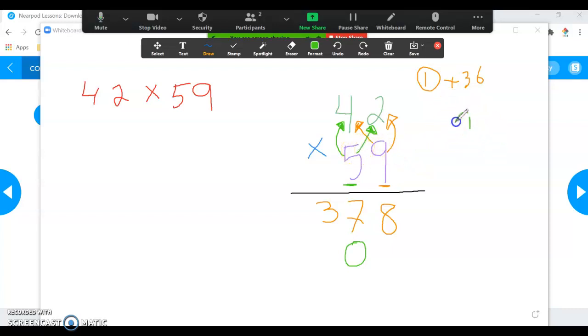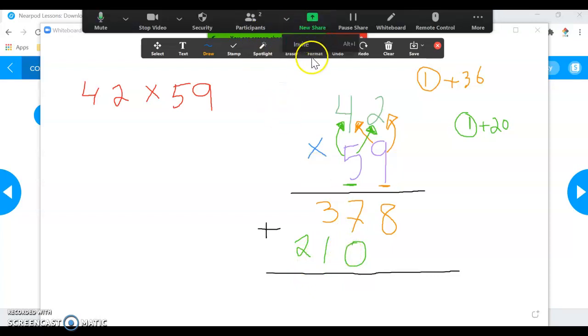But remember, we have that extra 1 that we carried over, right? So 1 plus 20. What is 1 plus 20? And my friend told me that it is 21. So I'm putting 21 right here on the left side. Now let me choose the black color, and I'm adding these numbers. So 42 times 5 is 210.